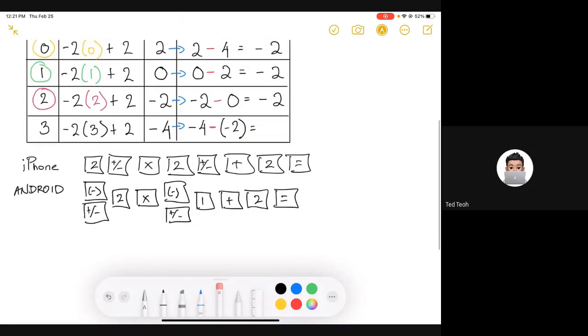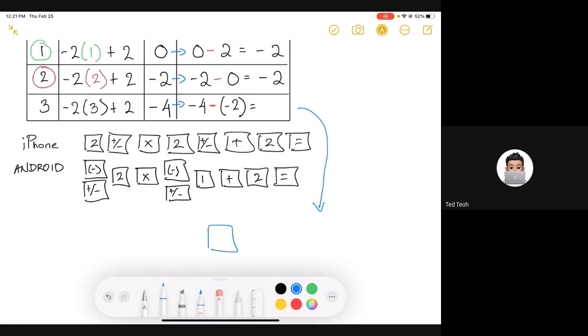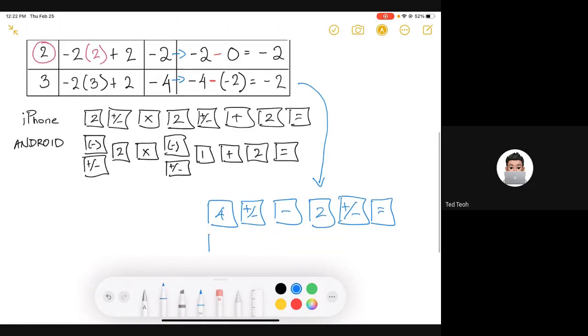I'm going to show you what you have to be typing in your calculator down here. I'll write it in blue. If you're using an iPhone, it's 4 plus minus, subtraction sign, 2 plus minus, equals. And when you type that in, you should be getting negative 2 as an answer. If you have an Android, it's negative 4 minus negative 2 equals.